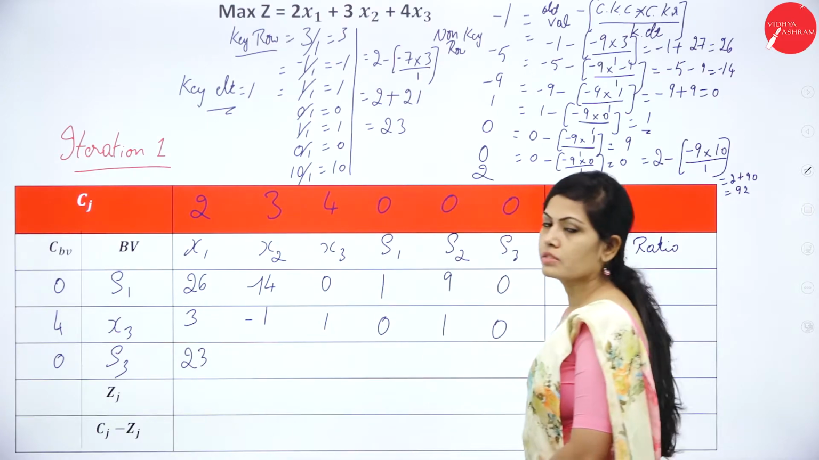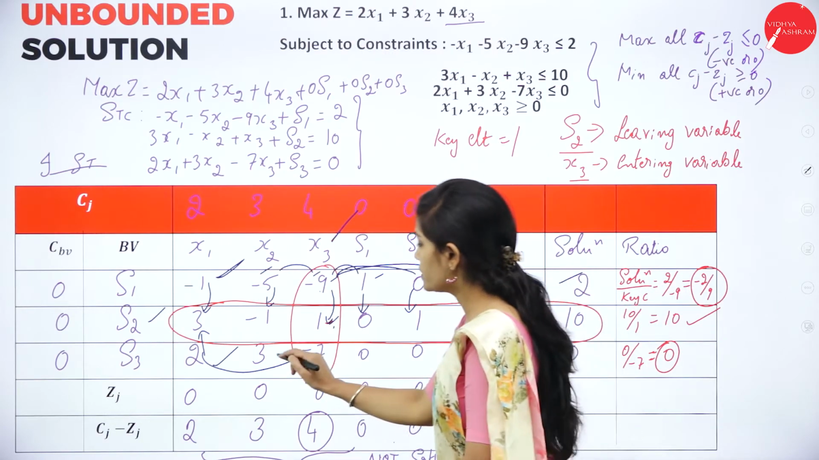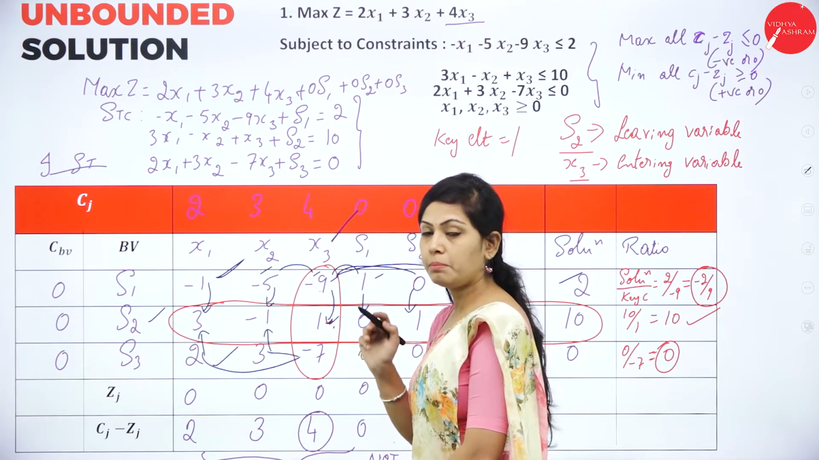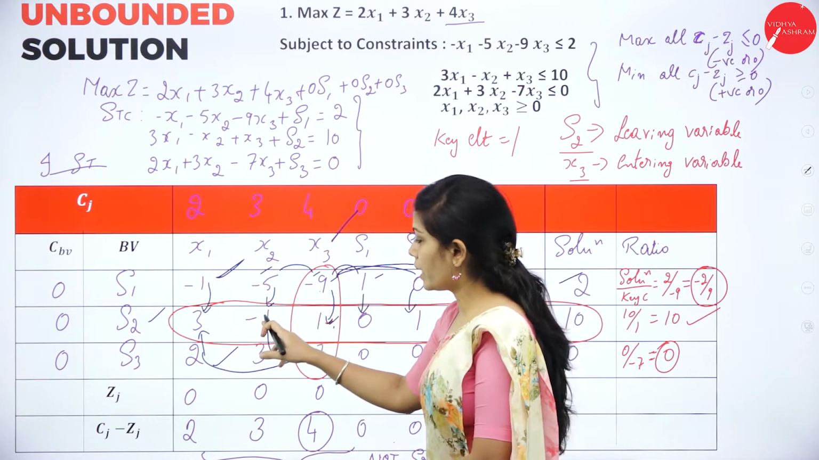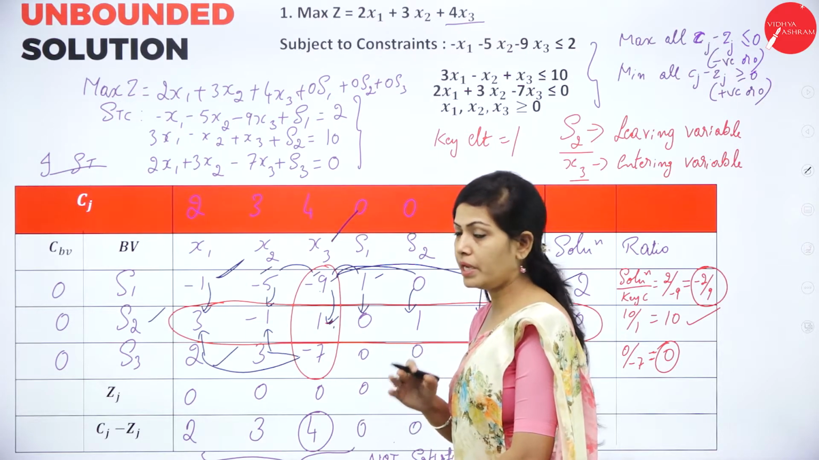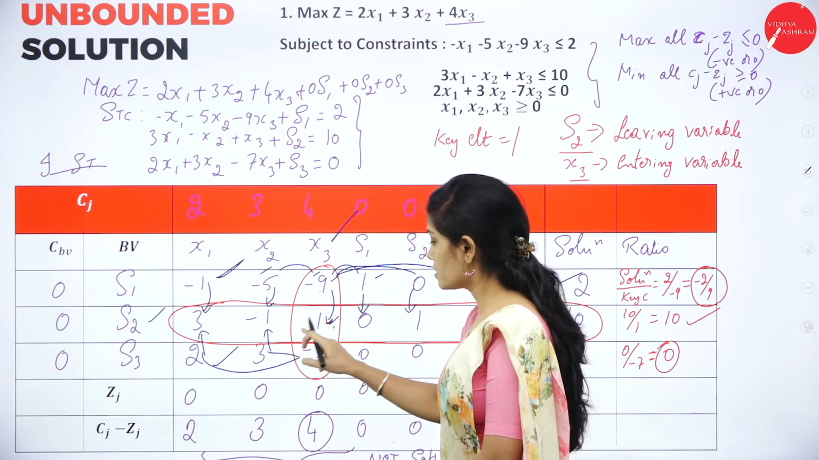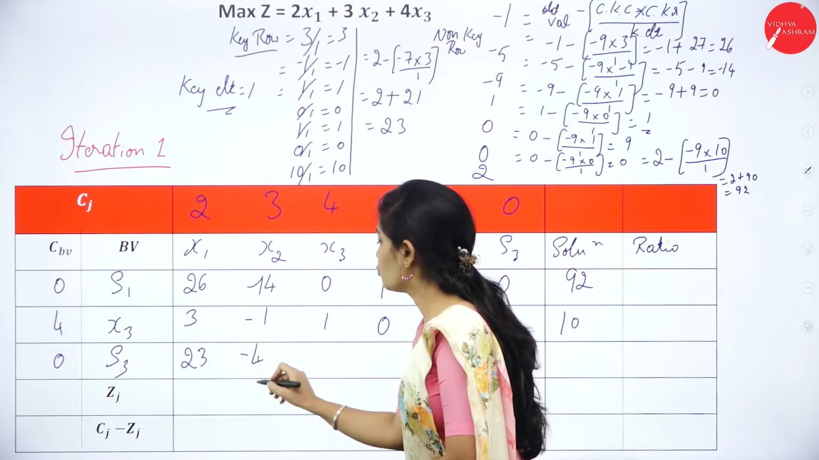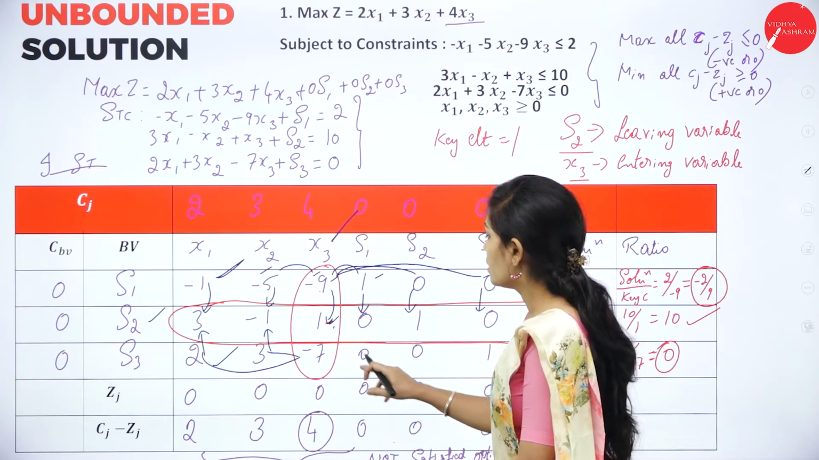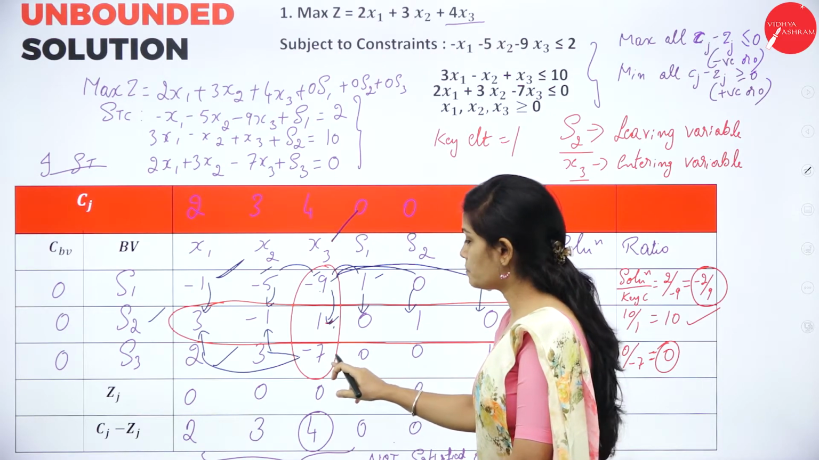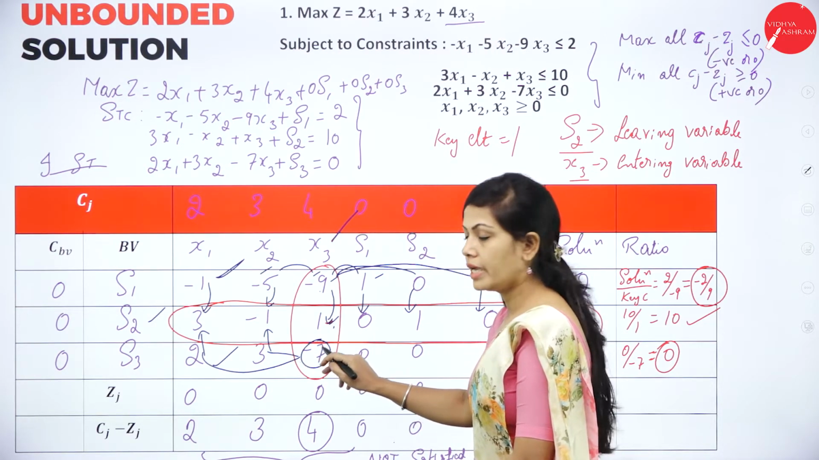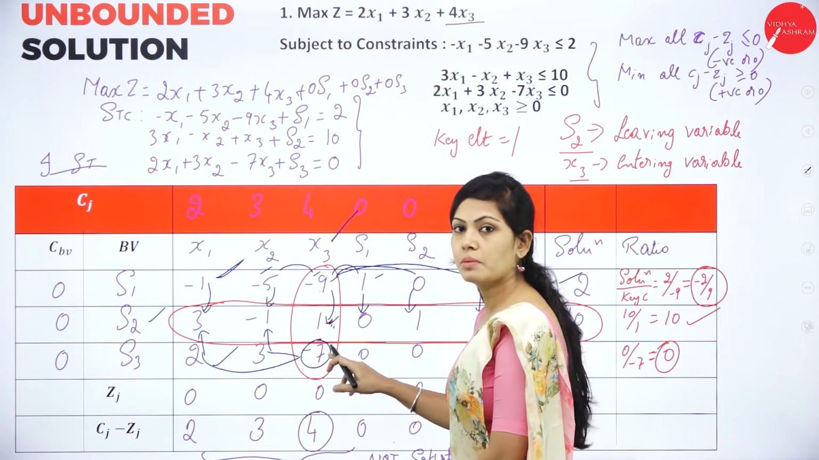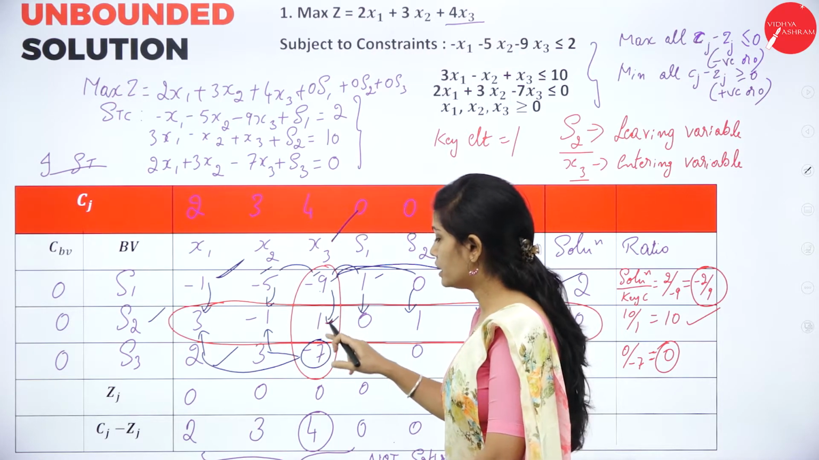23. So, next value: old value is 3, corresponding key column is minus 7, key row is minus 1. So, 3 minus of minus 7 into minus 1 divided by 1. I will repeat. Old value 3 minus minus 7 into minus 1 divided by 1. So, you will get minus 4. Please calculate this. And old value is minus 7, corresponding key column also minus 7, corresponding key row is 1 divided by key element 1. Old value minus 7 minus of minus 7 into 1 divided by 1.